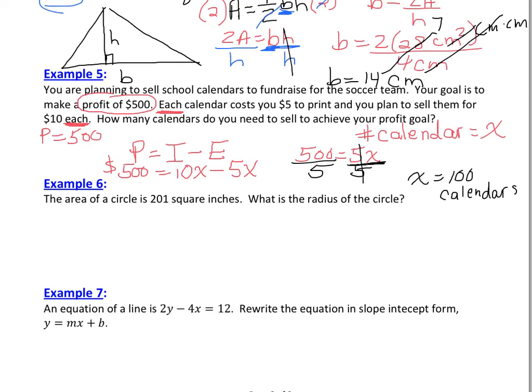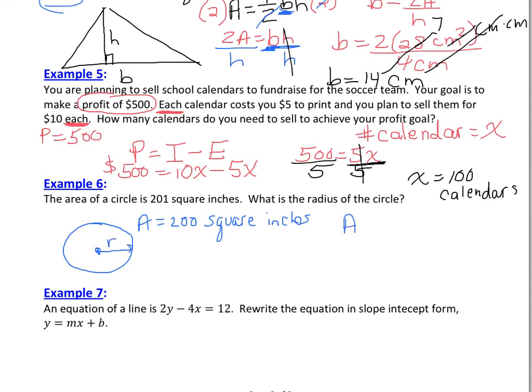All right, the area of a circle. Draw a sketch always. The area of a circle is 200 square inches. Sometimes people just write out the word square, so I'm going to try that out too. What is the radius of the circle? So now we're going to solve for the radius.